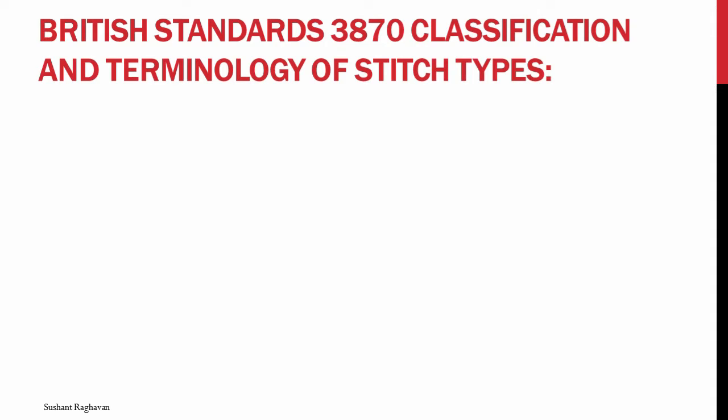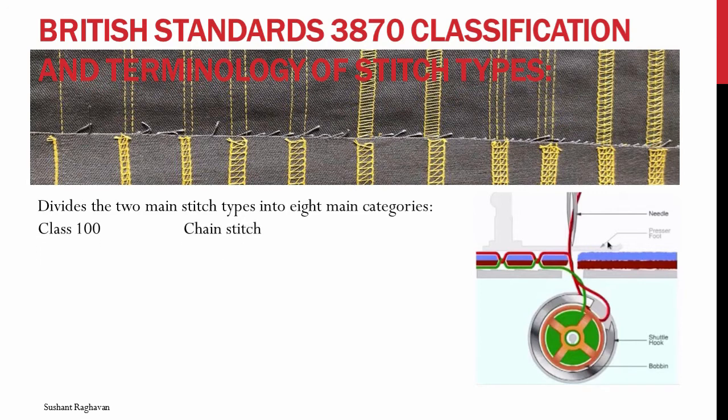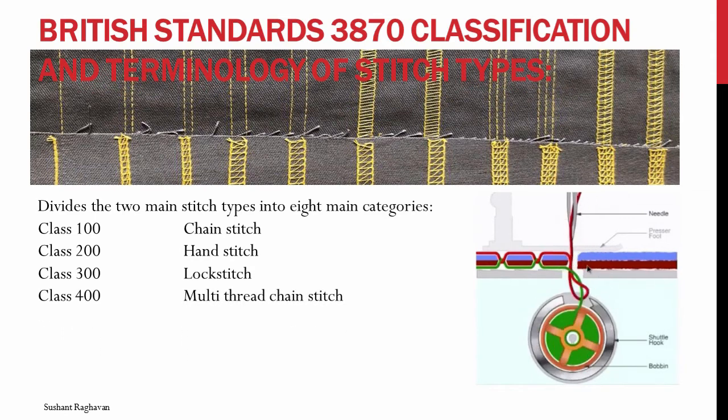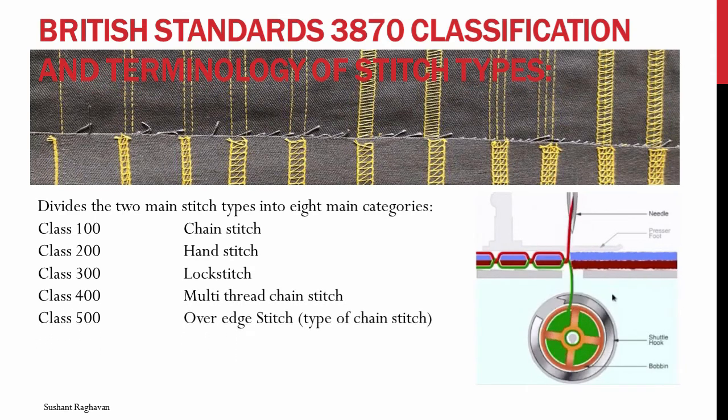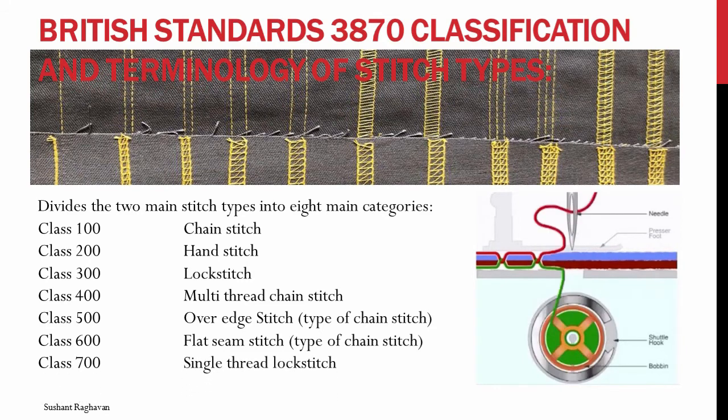British Standard 3870, classification and terminology of stitch types, divides the two main stitch types into 8 main categories: Class 100 chain stitch, Class 200 hand stitch, Class 300 lock stitch, Class 400 multi-thread chain stitch, Class 500 overedge stitch type of chain stitch, Class 600 flat seam stitch, Class 700 single thread lock stitch, Class 800 combination stitch.